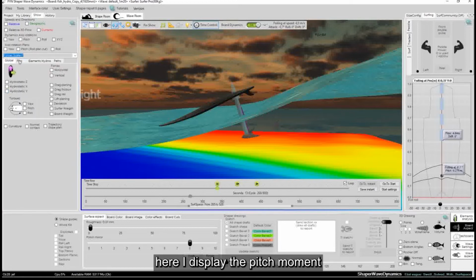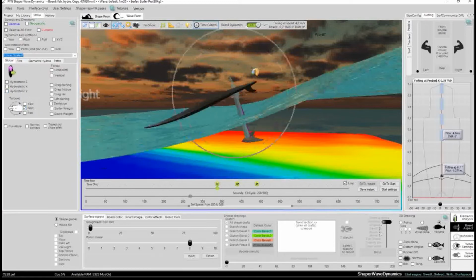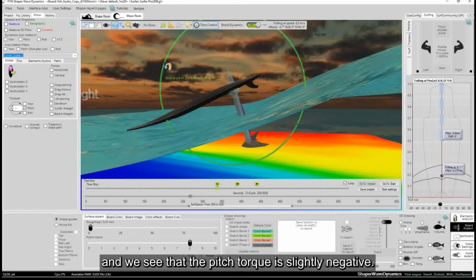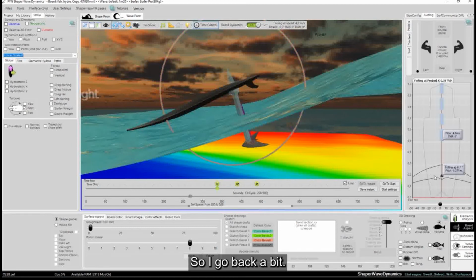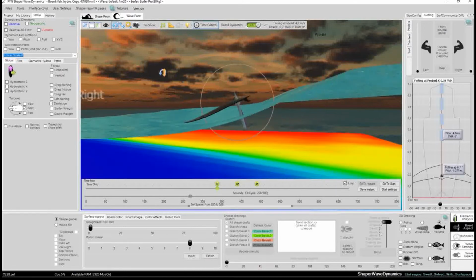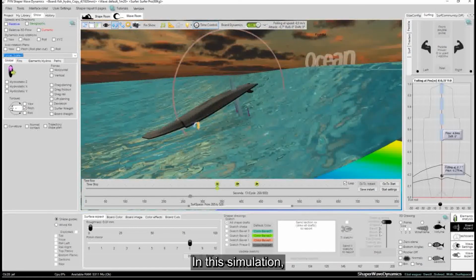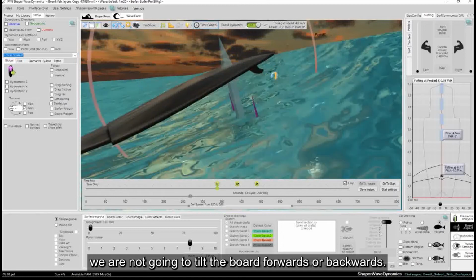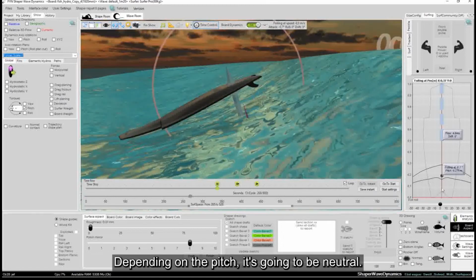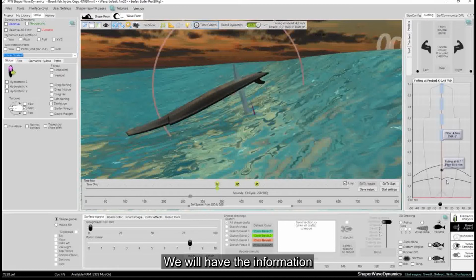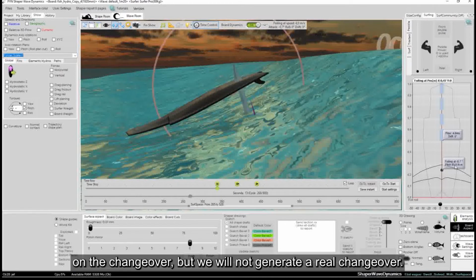Here I display the pitch moment. And we see that the pitch torque is slightly negative. So I go back a bit. This is informative. In this simulation, we are not going to tilt the board forwards or backwards. Depending on the pitch, it's going to be neutral. We will have the information on the changeover, but we will not generate a real changeover.